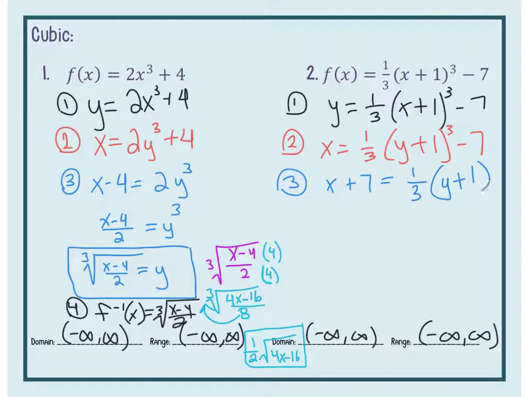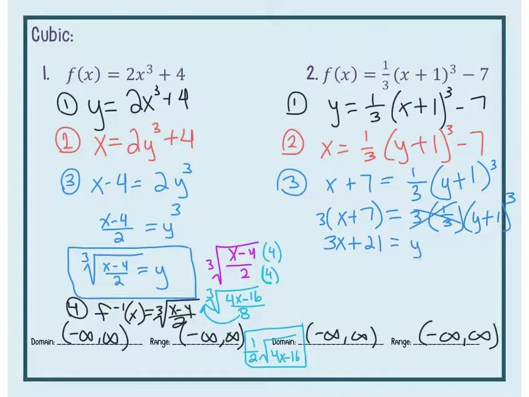Okay, what's next? Well, next we have to get rid of the 1/3 because I can't do anything with that cubed until that 1/3 is gone. So how do I move that 1/3 to the other side? Well, I multiply both sides by 3. And the reason I multiply both sides by 3 is it's going to allow me to get rid of that 1/3. So this is me showing the work for it. Okay, so 3x plus 21 equals y plus 1 cubed.